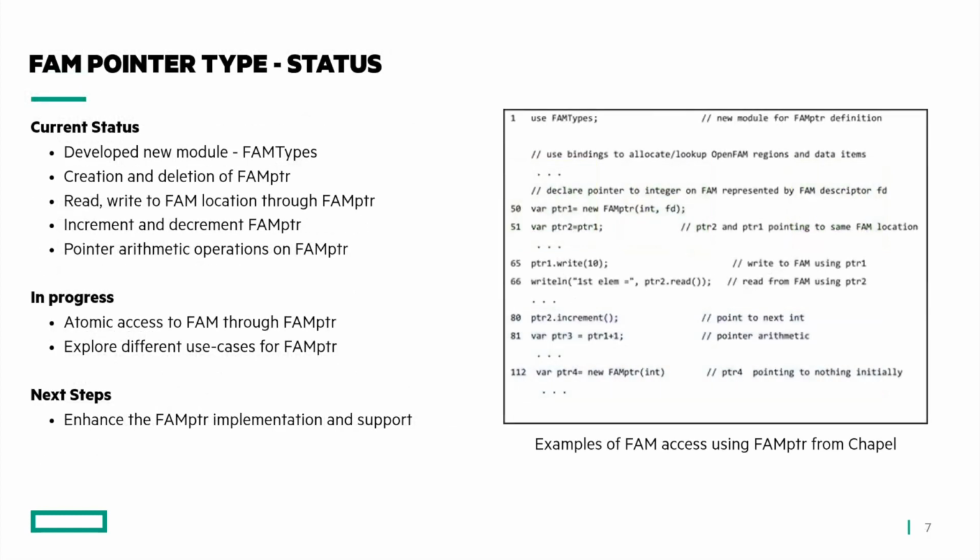Now we will look at where we are at present on this effort. We have already completed the initial implementation of the FAM pointer, and the FAM pointer is implemented using Chapel's record type. We have developed a module called FAM types, which needs to be used in the program in order to use a FAM pointer in the application. The implementation currently supports functionalities like creation and deletion of the FAM pointer. And it also supports reading from and writing into the FAM location through FAM pointers.